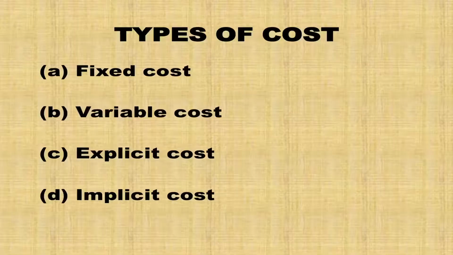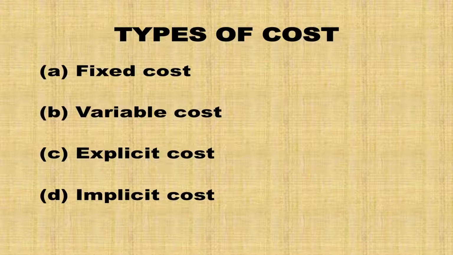You know, there are different types of costs. Costs can be classified into, first and foremost, fixed costs, second, variable cost, third, explicit cost, and fourth, implicit cost.